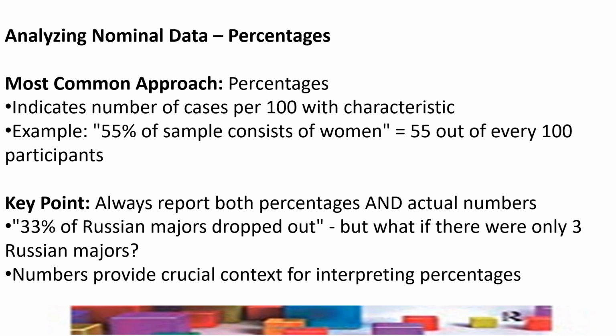Percentages are the workhorse of nominal data analysis. They're easy to understand and compare across groups. But percentages can be misleading without context. If I tell you 33% of Russian majors dropped out, that sounds concerning. But if there were only 3 Russian majors and 1 dropped out, the percentage is less meaningful. Always provide both percentages and the actual numbers they are based on.